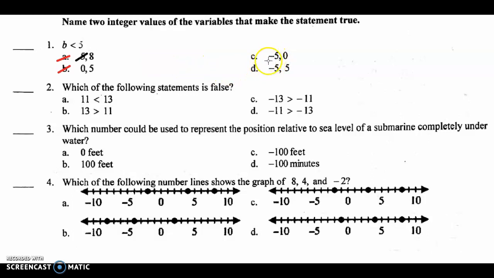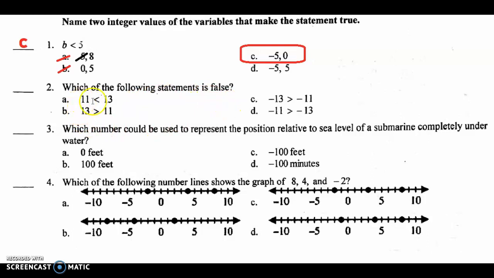On C, we have negative 5 is less than 5. That's accurate. So that is our answer. C is our only correct option. We can go ahead and check D as well, but we see 5 right here. So 5 less than 5 does not equal our answer. So answer C.